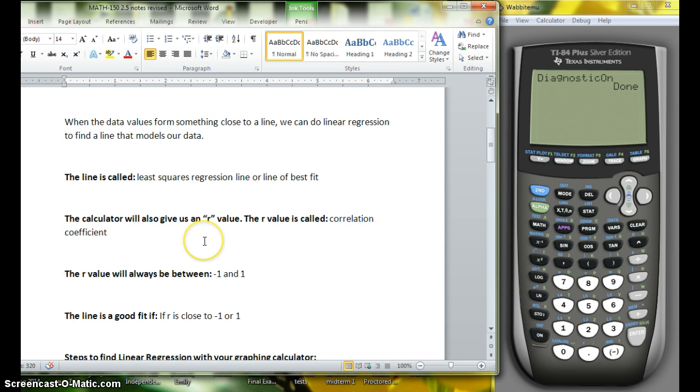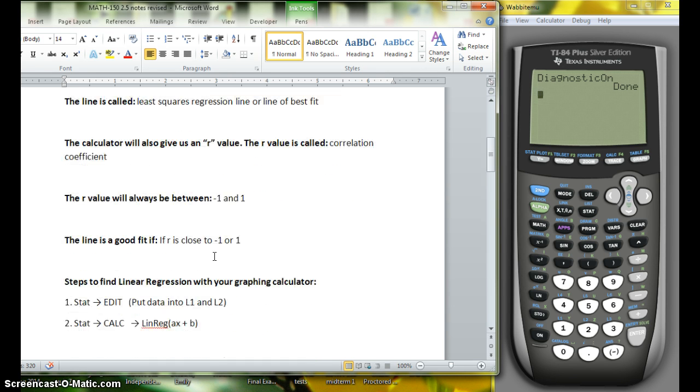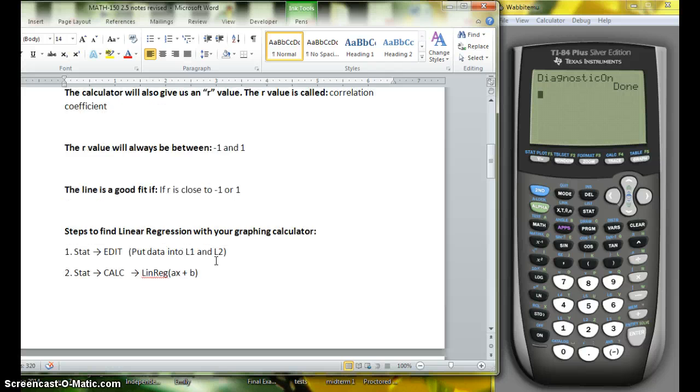The calculator will also give us an R value, and that R value is called the correlation coefficient. If we have a line with a negative slope, it's going to be a negative R value, and if it's a line with a positive slope, it's going to be a positive R value. And they're always going to be between -1 and 1. It's going to be a decimal. And the closer it is to -1 or to 1, so like -0.95 or positive 0.95 or better, the better it is.